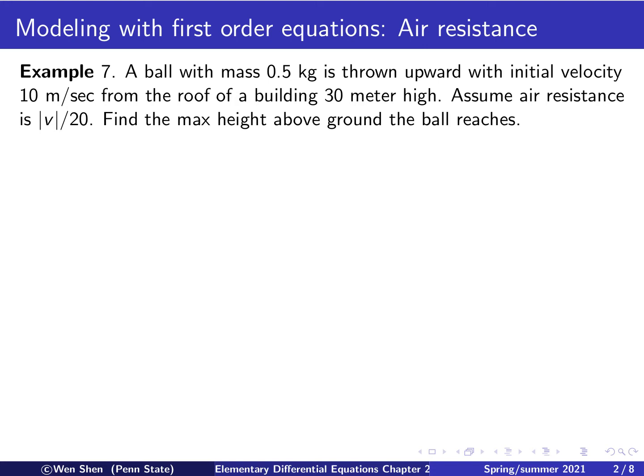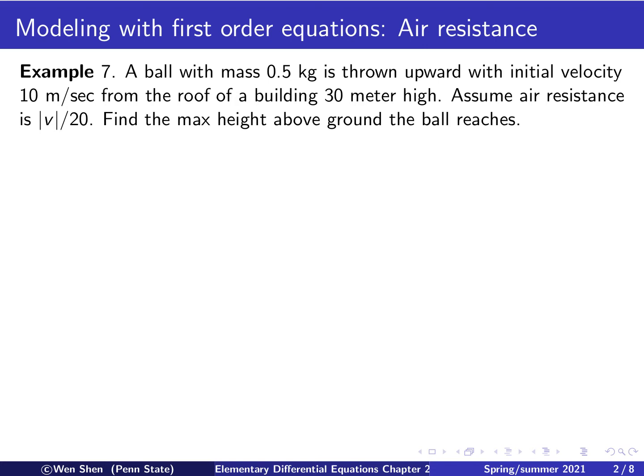Here is the word problem. Let us read through it. So we are going to throw a ball, and the ball has mass 0.5 kilogram, and it's thrown upwards with an initial velocity of 10 meters per second, so that's going upwards. And this happens on the rooftop of a building, and the height of the building is 30 meters.